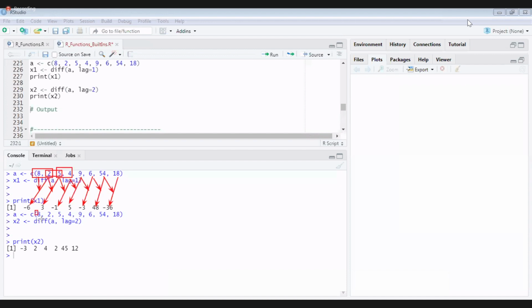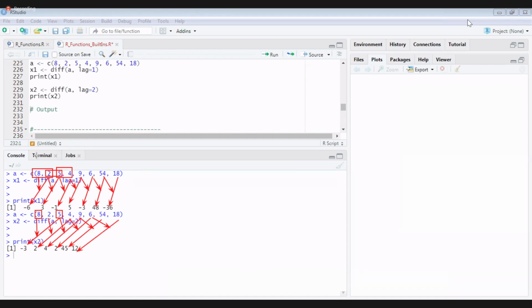So what happens? It is 5 minus 8. It is 4 minus 2. Next it is 9 minus 5. Next 6 minus 4. 54 minus 9. And finally 18 minus 6. So this is what lag 2 is.